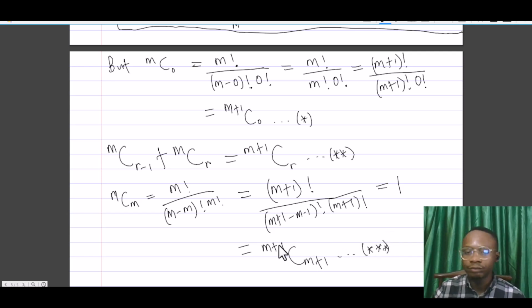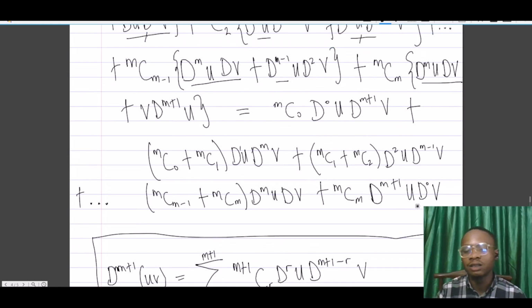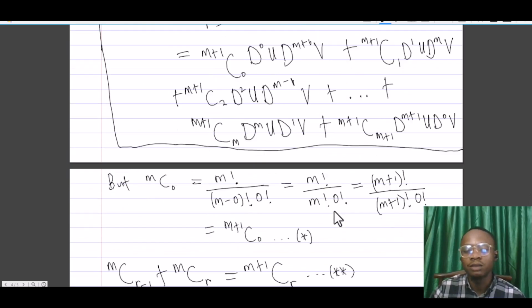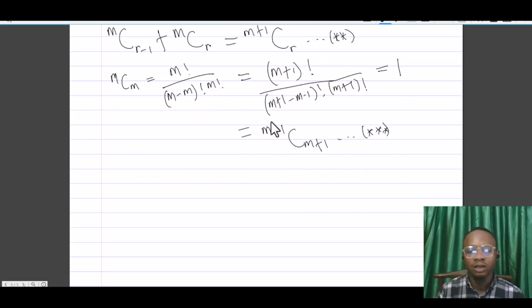Okay, so now we're good to go. So let's say that this was equation A. We can now go back to equation A and make these substitutions, make these observations that we've just written out here.